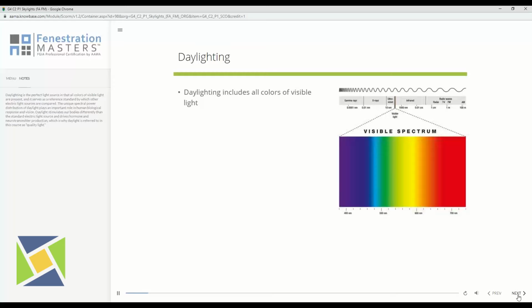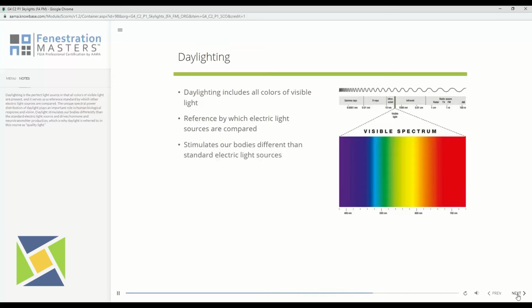Daylighting is the perfect light source in that all colors of visible light are present, and it serves as the reference standard by which other electric light sources are compared. The unique spectral power distribution of daylight plays an important role in human biological response and vision. Daylight stimulates our bodies differently than the standard electric light source and drives hormone and neurotransmitter production, which is why daylight is referred to in this course as quality light.